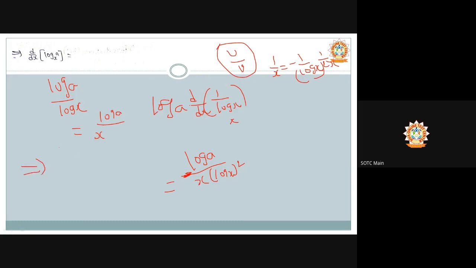Now try to solve. I am writing here the question: d by dx of log x base a. I think this is there in the formula as well. Tell me what it is coming. 1 by x log a. Very good. 1 by x into 1 by x log a, right?